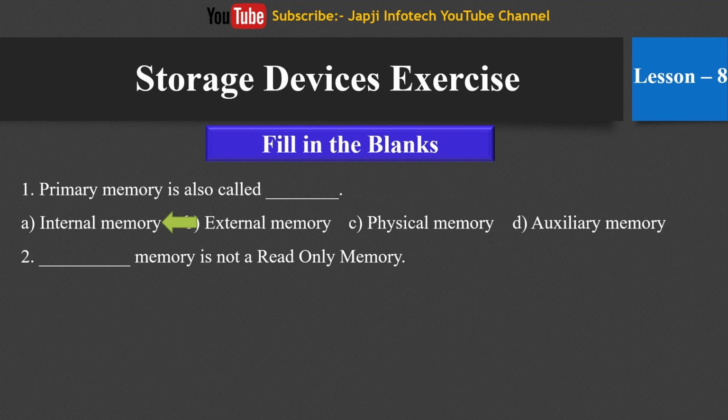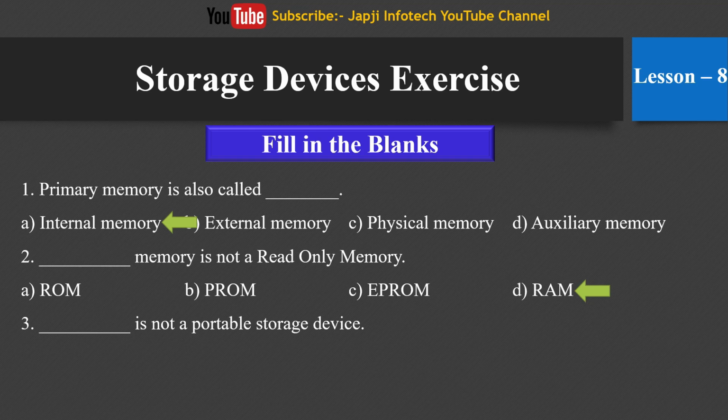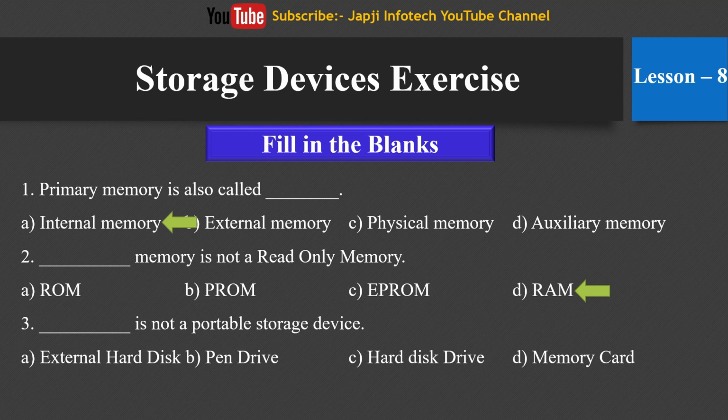Second one is dash memory is not a read-only memory, and their options are ROM, PROM, EPROM, and the last one is RAM. And the right answer is RAM memory is not a read-only memory. And the third one is dash is not a portable storage device, and their options are external hard disk, pen drive, hard disk drive, memory card. So the right answer is hard disk drive is not a portable storage device.